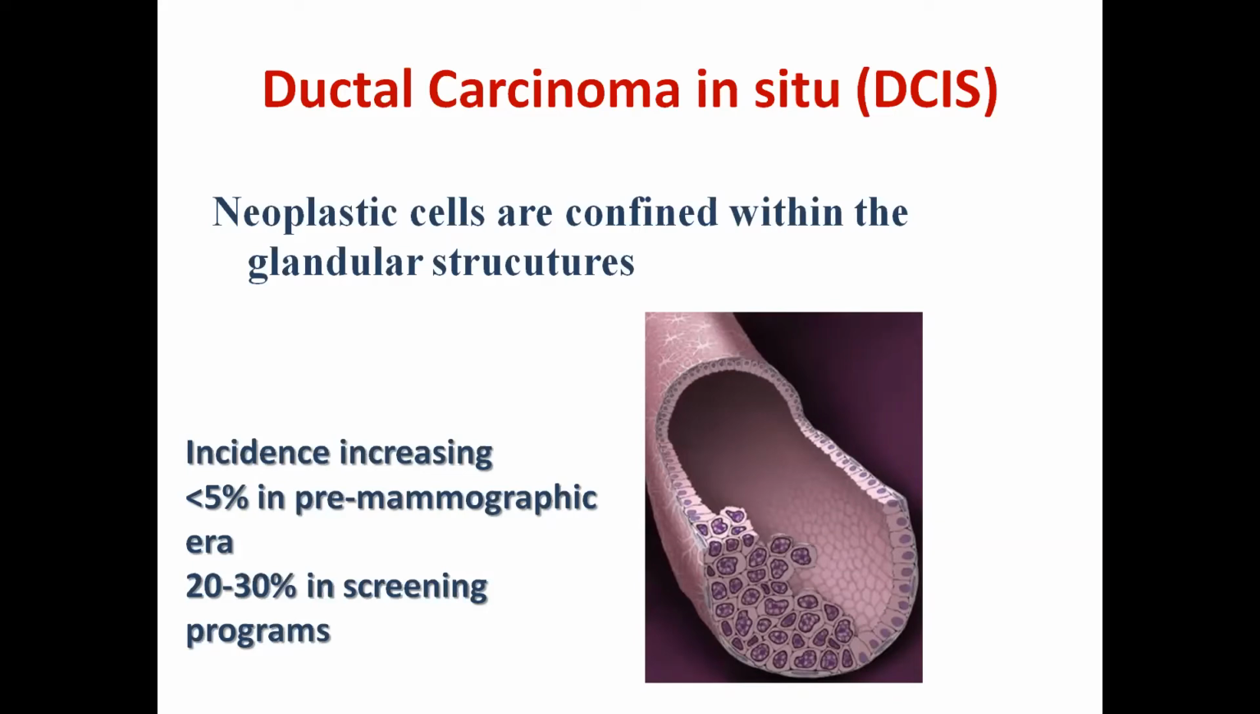It is important because by detecting in situ carcinoma, we have a real possibility to cure the patient. So what is the incidence of in situ carcinoma? If you don't perform mammographic screening, the incidence of pure in situ carcinoma is very low, less than 5% of all breast cancers. But if you perform regular screening programs, then pure in situ carcinoma increases in percentage, and it becomes 20 to 30% of breast cancers.